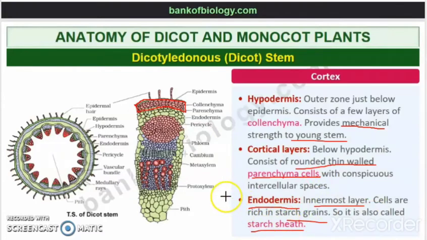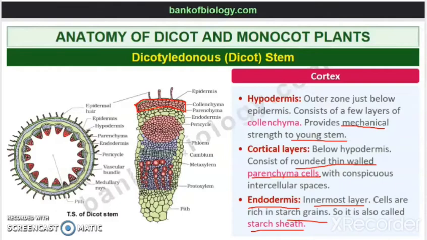Okay, what is it called as? It is called a starch sheath. With the children, the cortex can be divided as hypodermis. What does the hypodermis have? It is made up of a few layers of collenchyma cells. And where is it present? It is present just below the epidermis, right? And what is the function of it? It provides mechanical strength to the young stem.